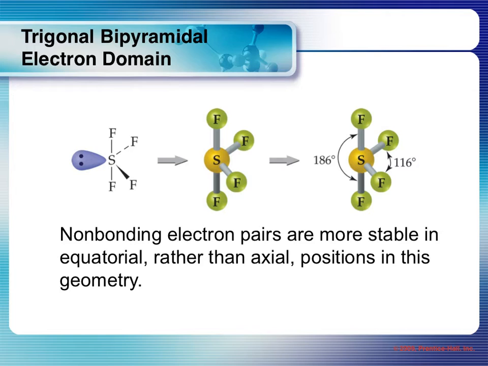And so you can potentially put up to 3 pairs of non-bonding electrons in the equatorial position. You could potentially end up with a linear shape, even if you started with 5 electron domains.